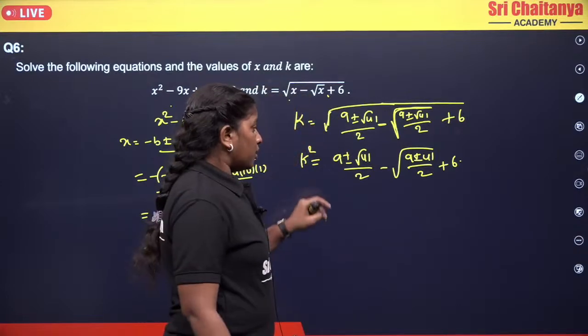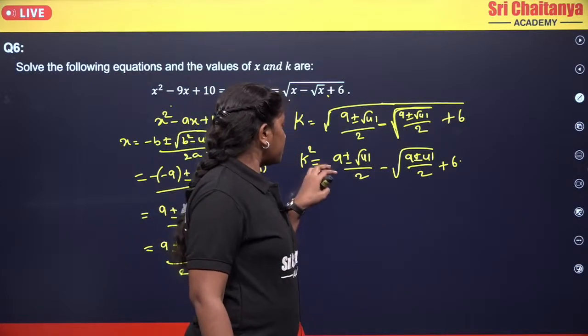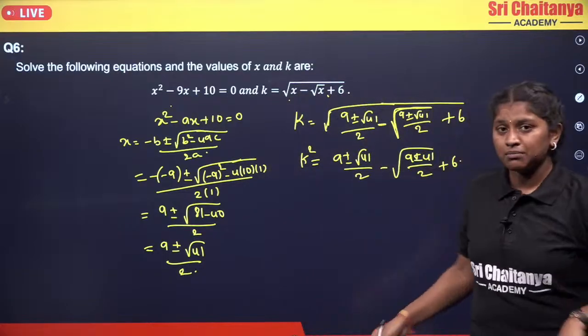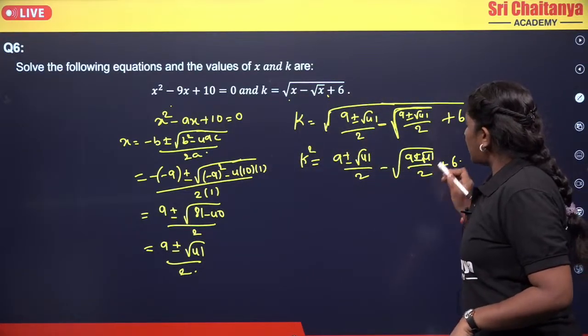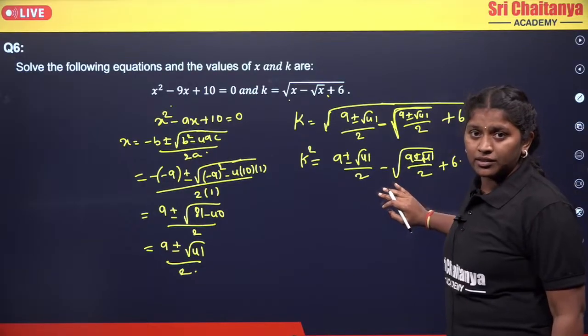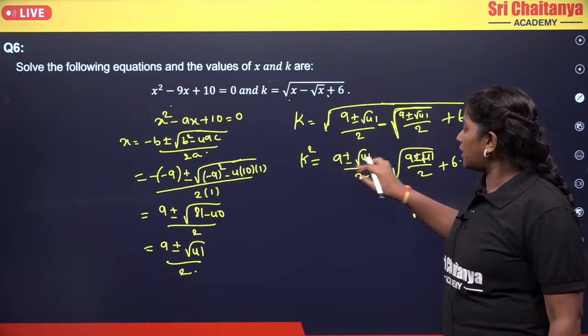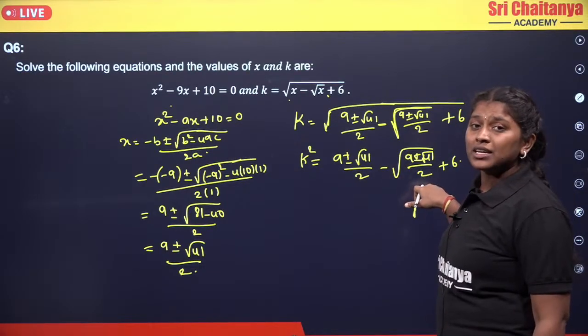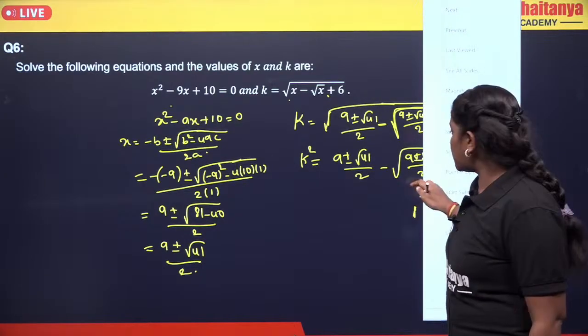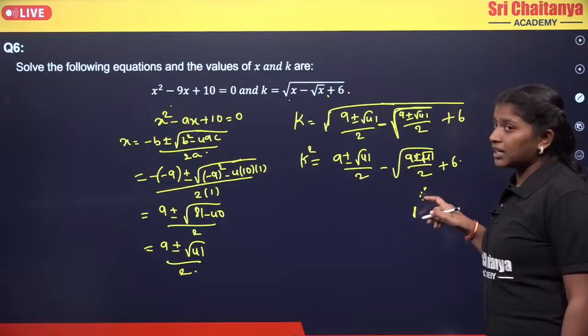Okay, now if you observe here clearly, once again we have our root of 9 plus root 41. So we need to just simplify that in order to get our k values. I think you can simplify this, right? Why? Because if you take k square, then you will get once again your 9 value. So from there, after solving the question, you will get the k value.